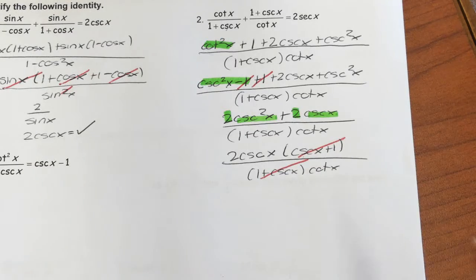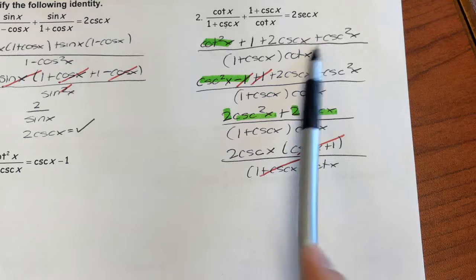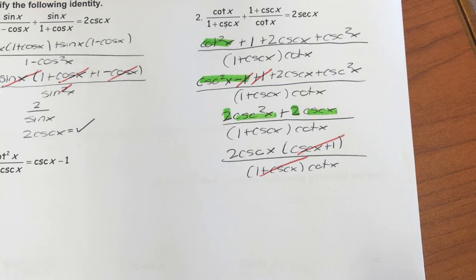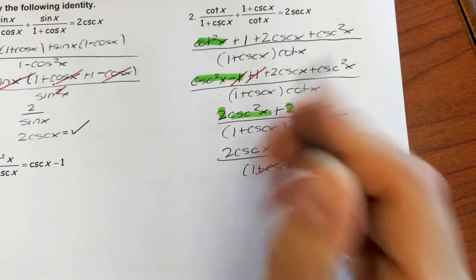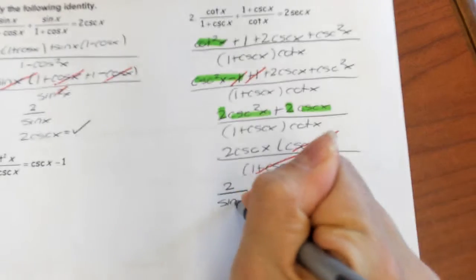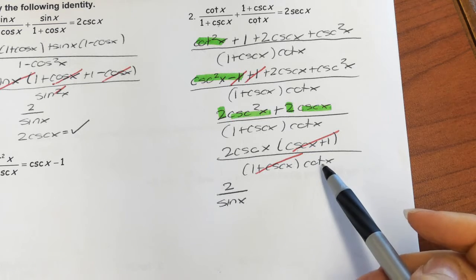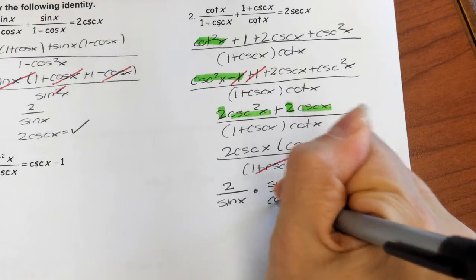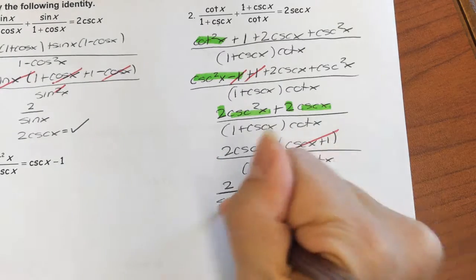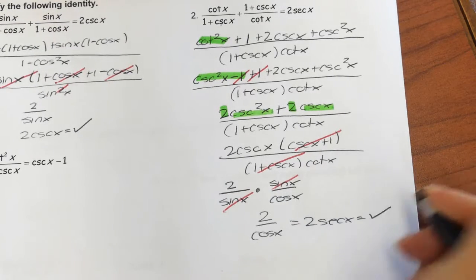And now I want to look at what I want to end up with. I want to end up in secant. So I'm going to change everything to sine and cosine for now. So I have 2 over sine x divided by cotangent, which is the same thing as multiplying by tangent, so multiplying by sine x over cosine x. This cancels with this. I'm left with 2 over cosine x, which is 2 secant x, which is what I want to end up with.